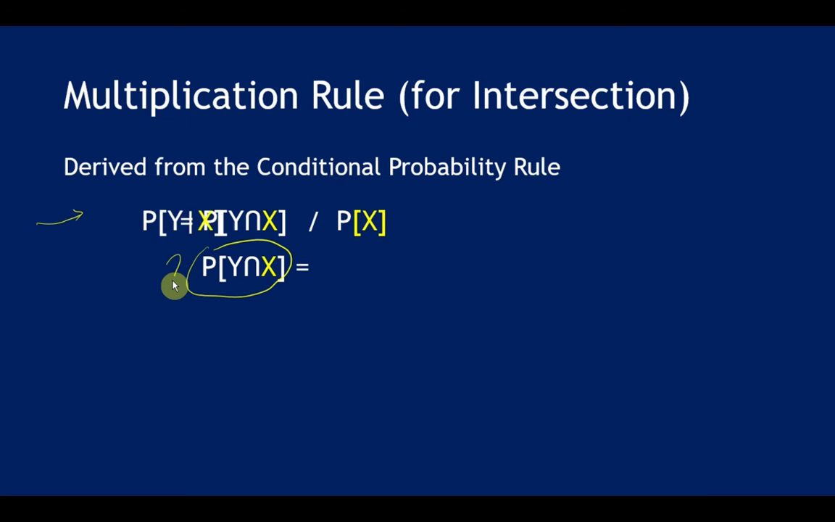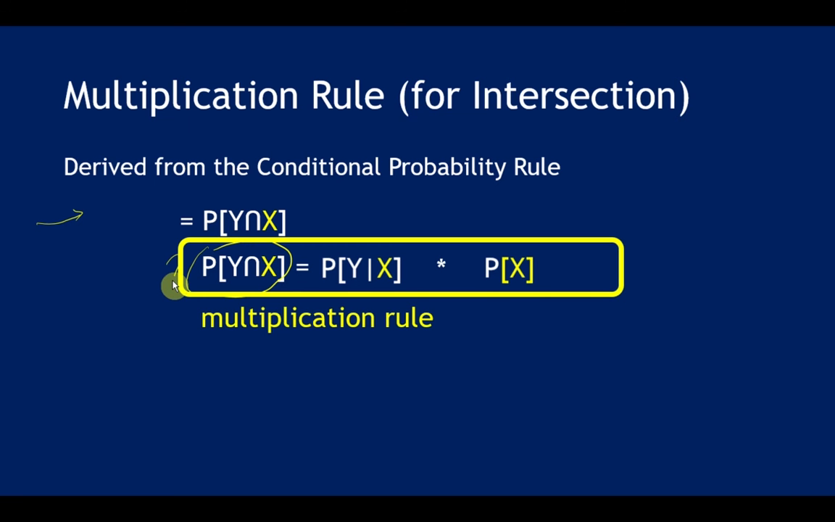what we can do is we can move the conditional probability to the other side of the equal sign. We can also move the probability of the sample space here. And since we moved across the equal sign, we have to change the division sign to a multiplication sign. And this is how we multiply these two together to get the intersection, therefore the multiplication rule.